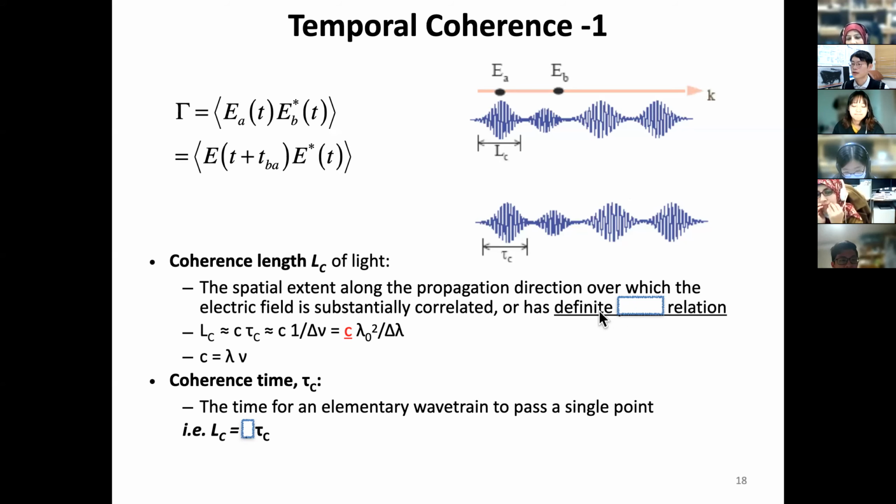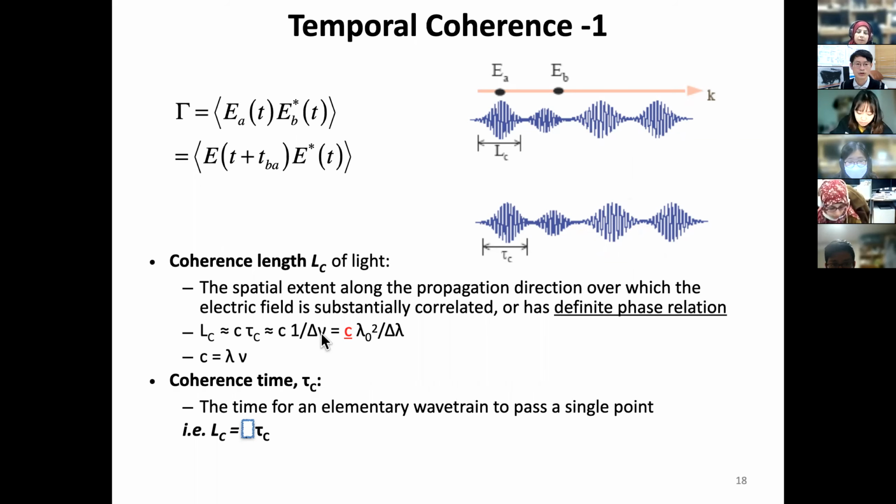Okay. Yeah. This means you see this point and this point. Two different points will have a defined phase relationship. That's the definition of coherence, because we are talking about the phase relationship. So how can you compute or calculate coherence length? Whenever you are dealing with interference, this is the most important concept. Coherence length is nothing but coherence time times c. And coherence time is 1 over the bandwidth.